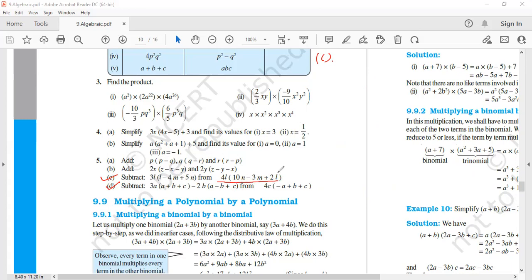Okay. So subtract, as I told you, in subtraction, keep the term written after 'from' first, then keep the terms written before it after the minus sign. So firstly we will solve this one. 4L bracket 10N minus 3M plus 2L, minus sign, 3L bracket L minus 4M plus 5N. This is the question.